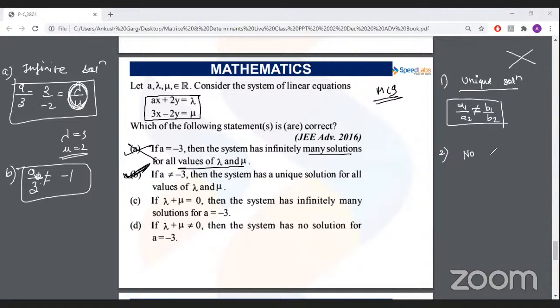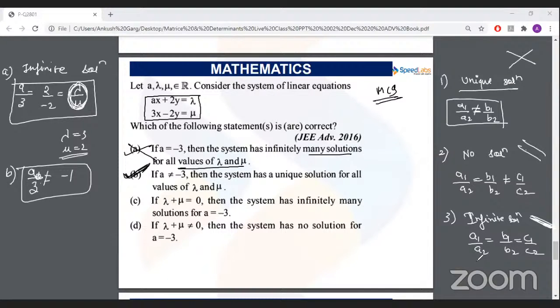Then you have no solution. For no solution, we say the lines should be parallel. So if they are parallel, a1 upon a2 should be equal to b1 upon b2, but this should not be equal to c1 upon c2. And the third one is infinite solutions, where we want coincident lines. For that, all three ratios should be equal, right? So B is correct.